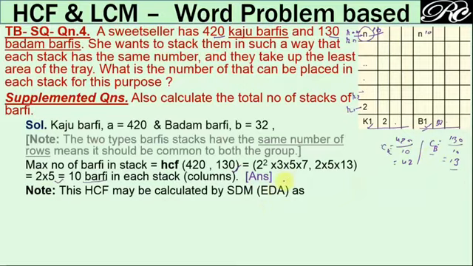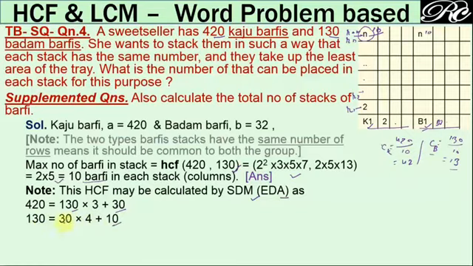Here we have calculated the HCF by the prime factorization method, but this can also be calculated by the successive division method, or Euclid's division algorithm. So let us do it that way. 420 is the bigger number than 130. 420 is the number of Kaju Barfi, 130 is the number of Badam Barfi. So 420 is 130 into 3 plus 30. So 30 is the remainder. So take 130 as the dividend and 30 as the divisor. This can be written as 130 equals 30 into 4 plus 10.